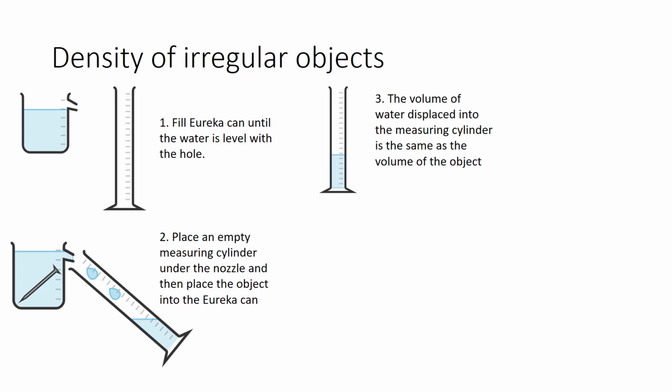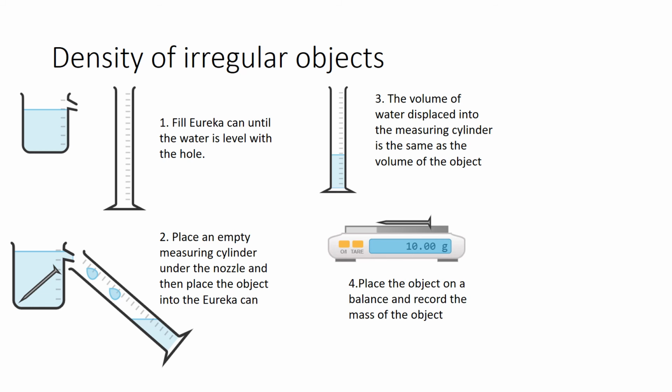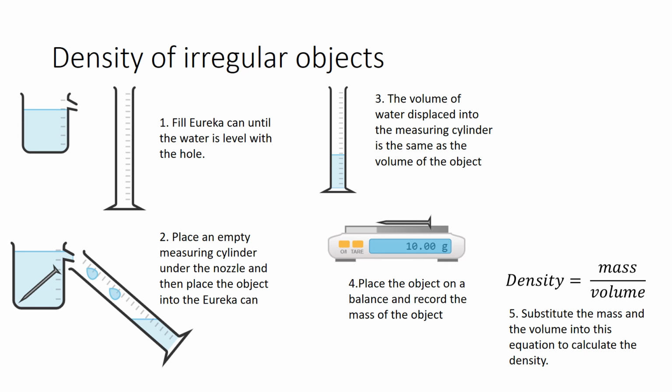The volume of the water that's being displaced is the same as the volume of the object. So now we have the volume of our irregular shaped object. Then we can place that object onto a balance and record the mass and substitute the mass and the volume into that equation to calculate the density.